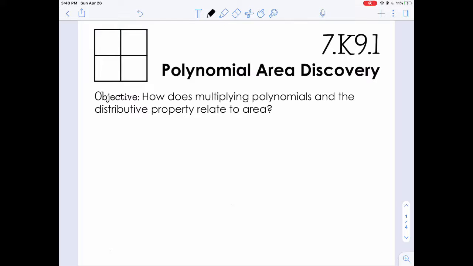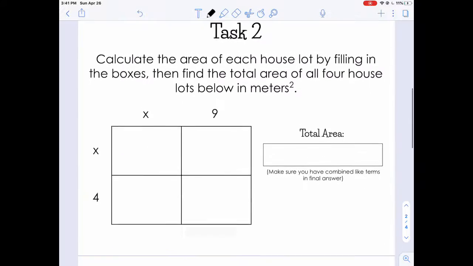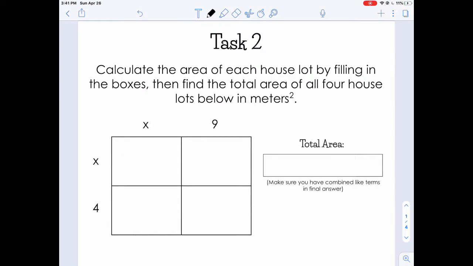I'm going to start with activity number 2 and do a couple with you and just show you that connection of area to the distributive property. So let's get started. I'm going to start with task number 2. So here we have task number 2. We're asked to calculate the area of each house lot by filling in the boxes and then find the total area of all 4 house lots below.